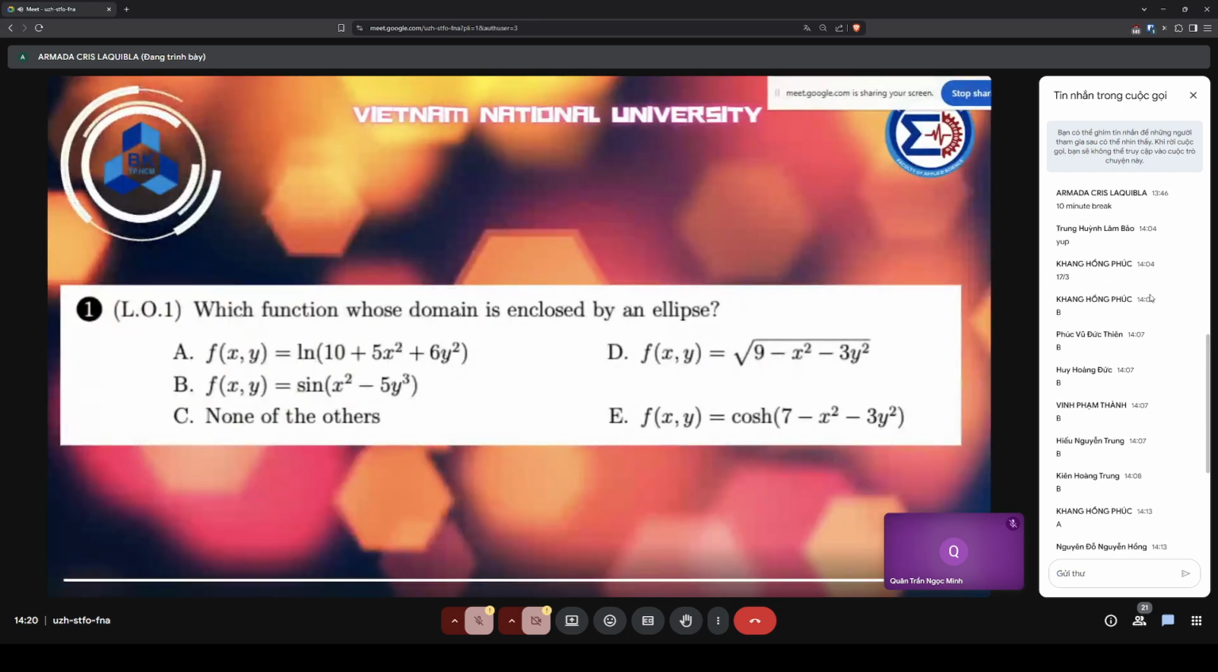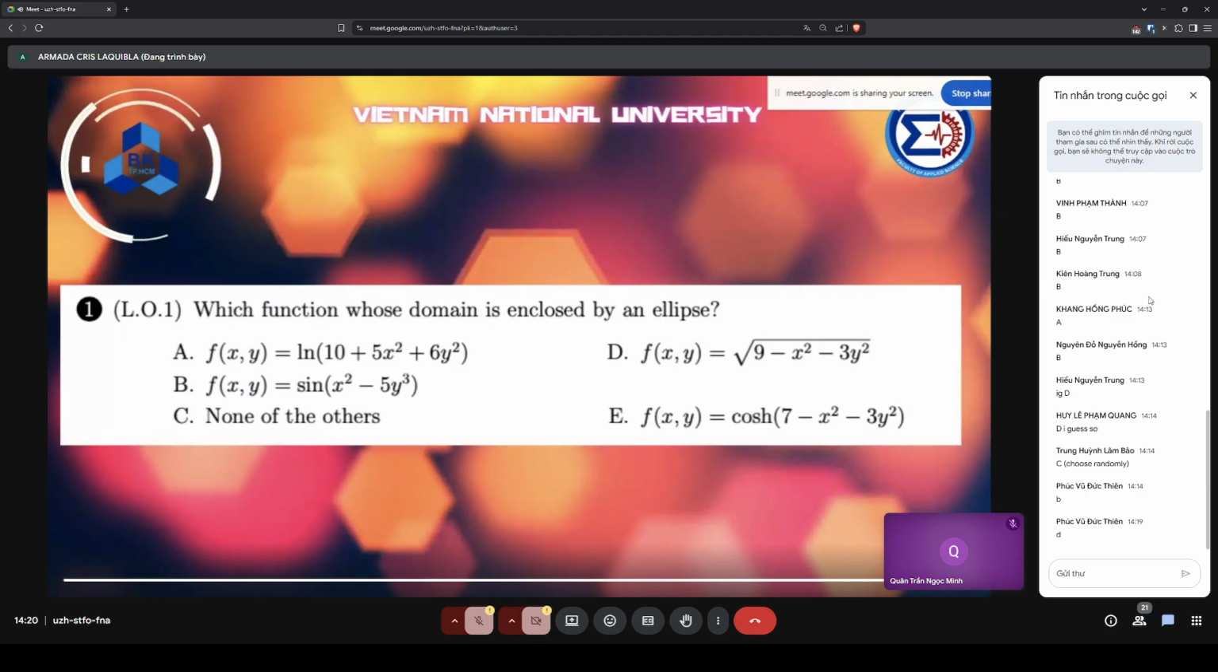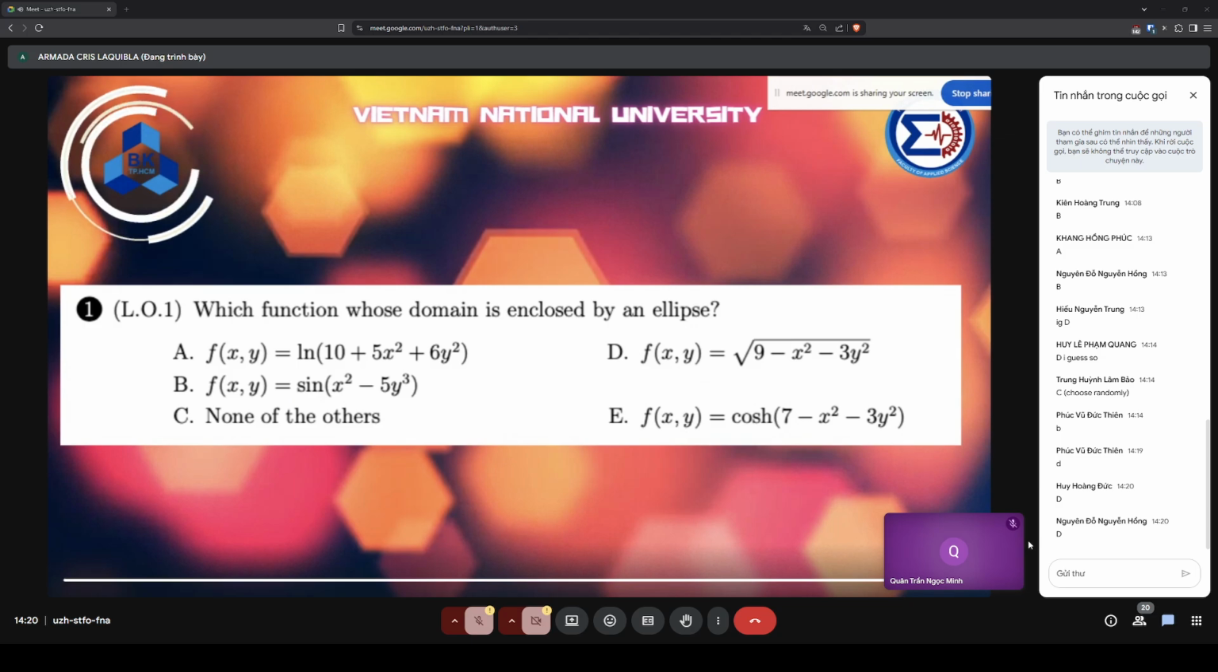Its form is like the circle. It's x minus h squared over a squared, plus y minus k squared over b squared is equal to 1. So actually, a circle is also an ellipse if the a there is 1 and the b there is 1. Okay? So that's it. So which of the following has a domain which is enclosed by an ellipse? Okay, go. Then you write your answer there now. The letters A, B, C, D, or E.